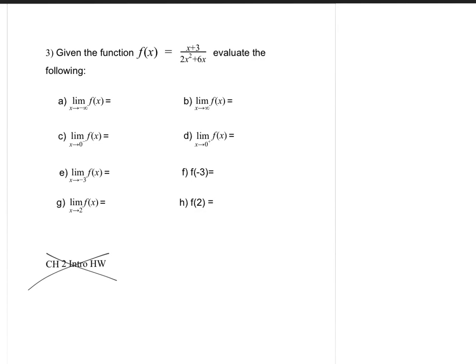So hopefully you've paused. I'm just going to drop answers in here with no explanation for right now. 0, 0, -infinity, +infinity, -1/6, undefined, 1/10, and 1/10. Okay.